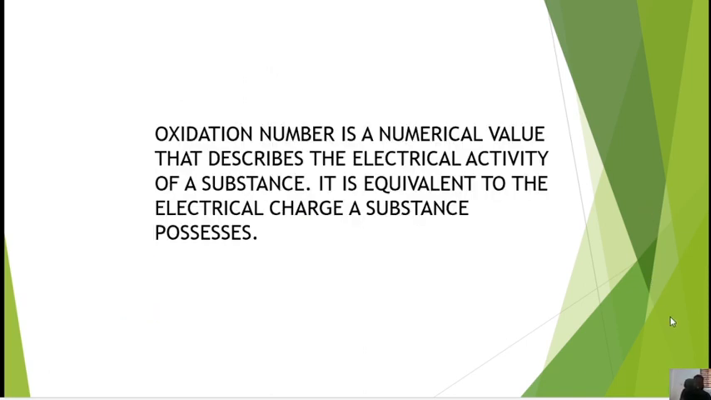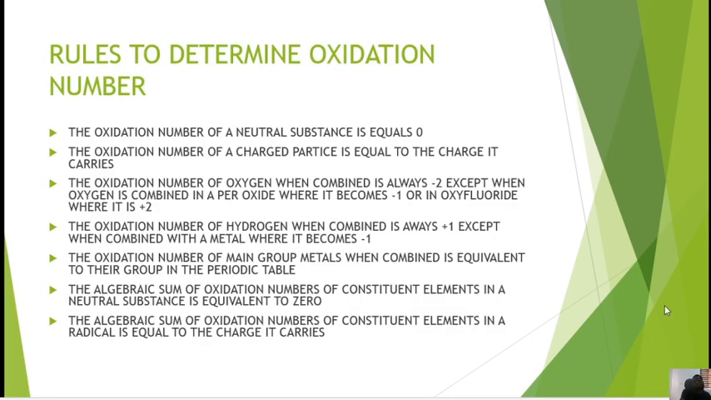Moving ahead, let's talk about oxidation number. Oxidation number is a numerical value that describes the electrical activity of a substance. It is in most cases equivalent to the electrical charge a substance possesses. We are now going to look into the simple rules to determine oxidation number. Rule number 1. The oxidation number of a neutral substance is equal to 0. What does this simply mean? A neutral substance is a substance that does not have a charge.